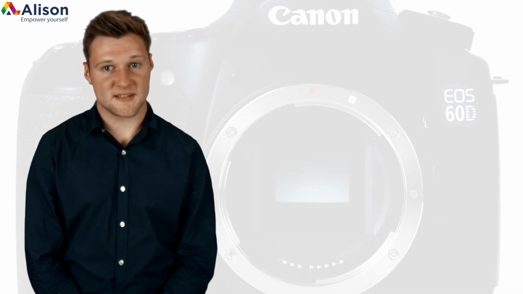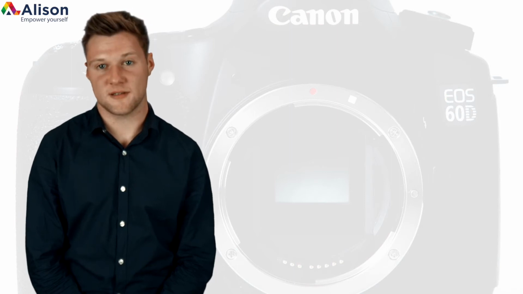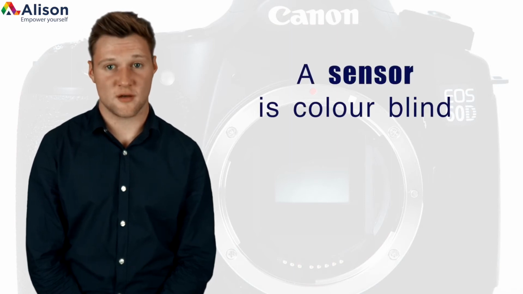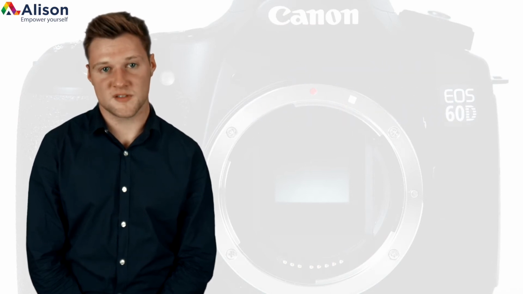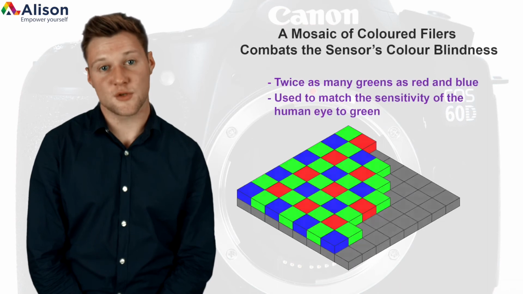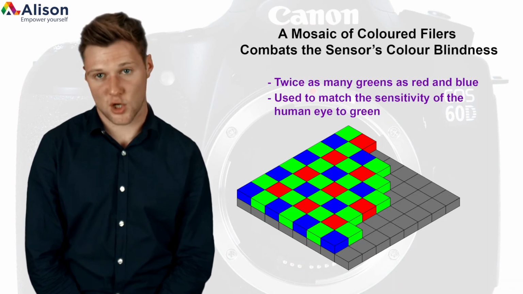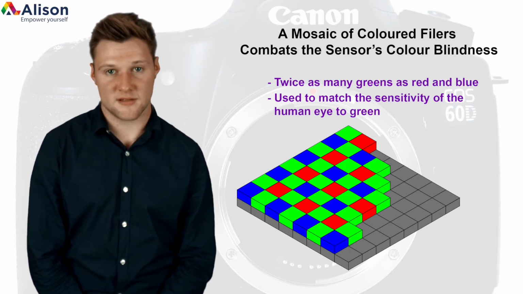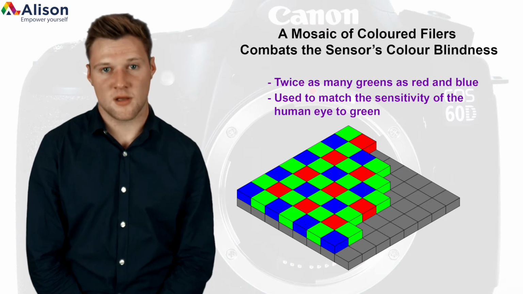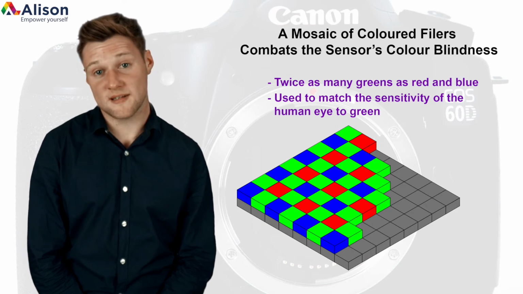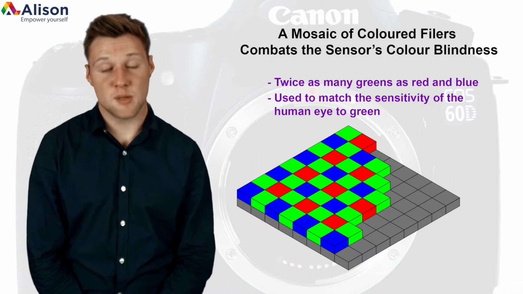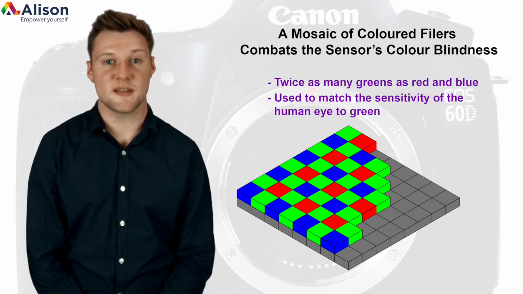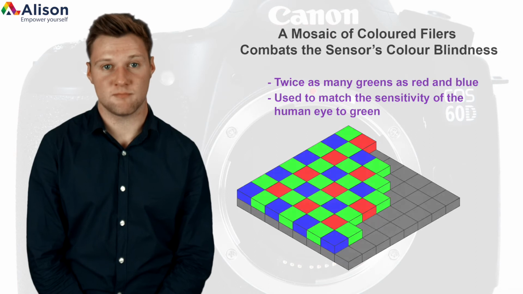As we have said, a sensor is an analog device, but it also has traits of colour blindness. The sensor relies on a plate of mosaic coloured filters, so that it will be able to see different colours. This plate, which covers the sensor, has twice as many green filters as there are of each red and blue. The ratio is like this because our eyes have a heightened sensitivity for the colour green.